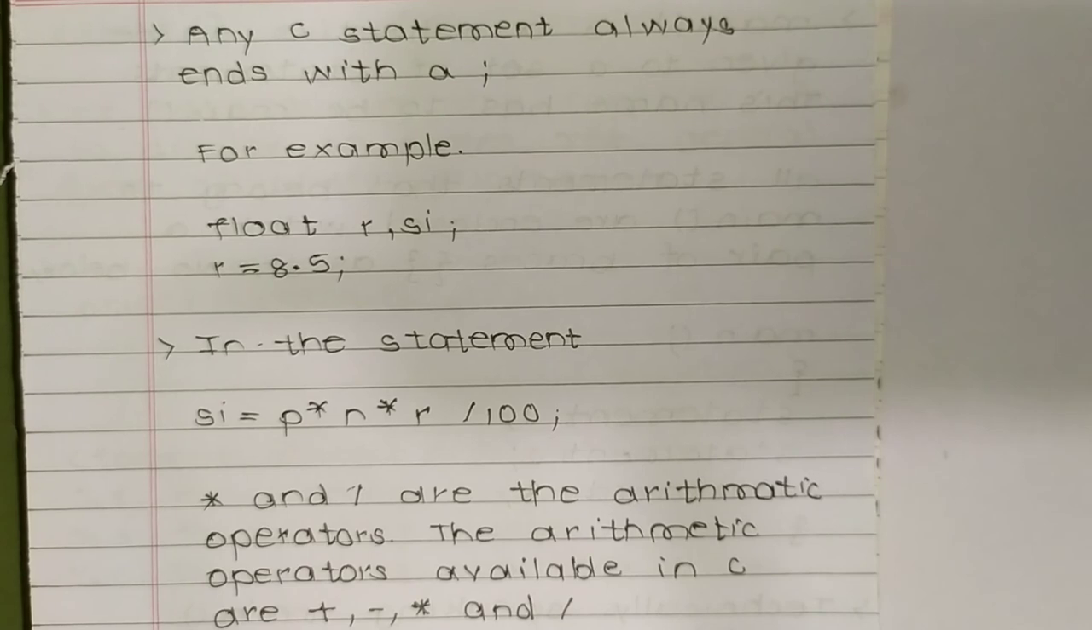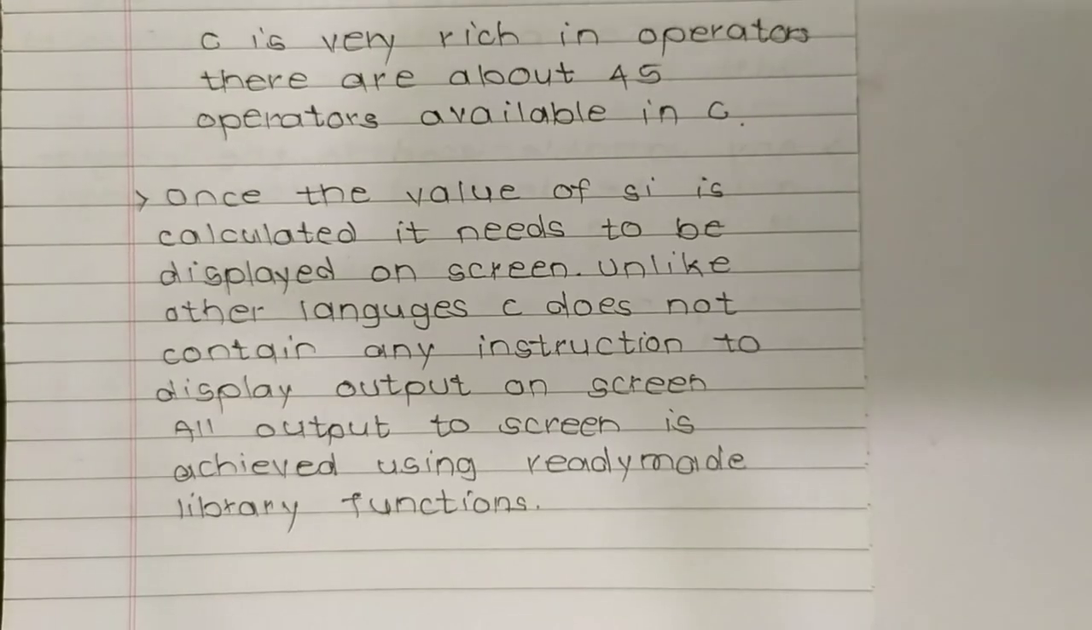So star and slash are arithmetic operators. The arithmetic operators available in C are plus, minus, star and slash. C is very rich in operators. There are about 45 operators available in C.